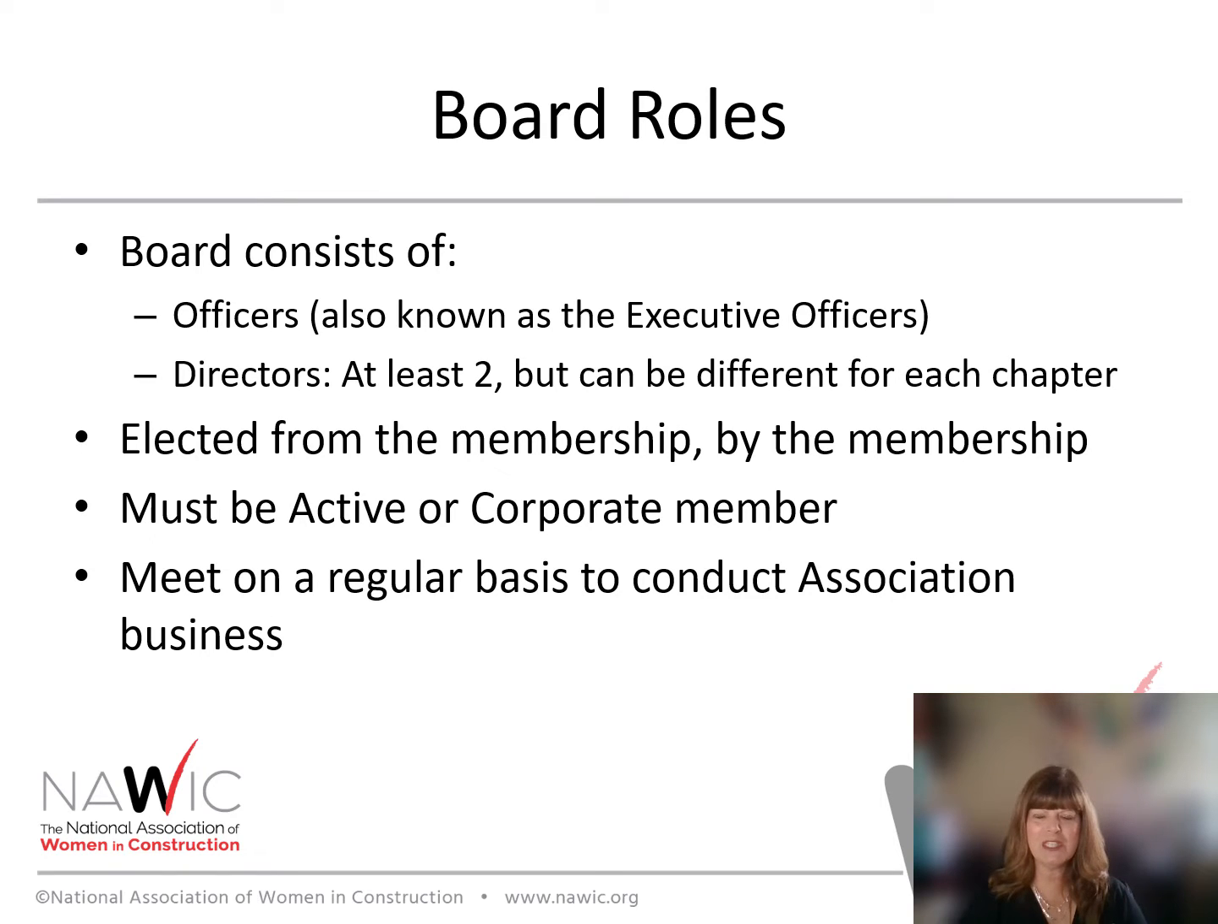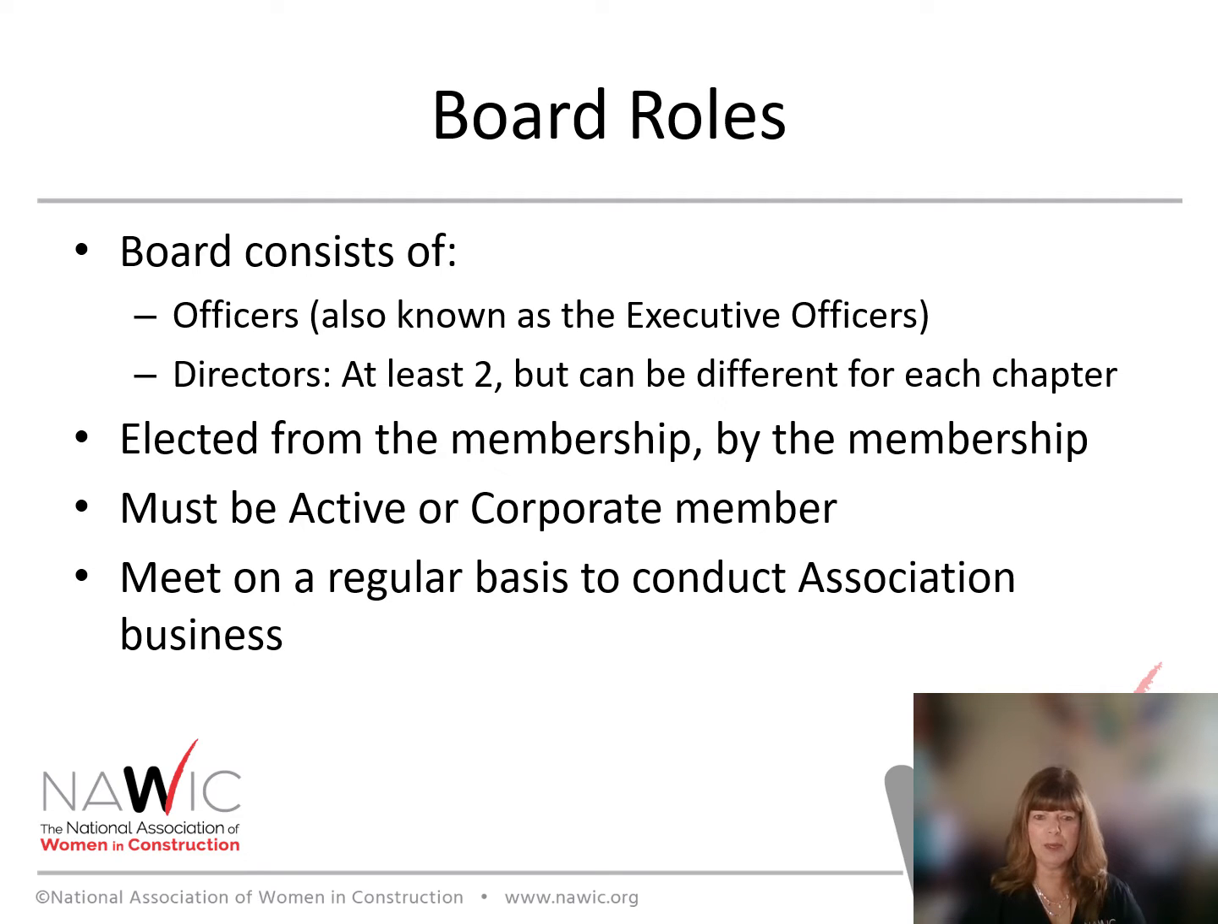The officers consist of at least 5 or more: the president, the vice president, the recording secretary, the treasurer, and the immediate past president. Some boards opt to also include a corresponding secretary and a president-elect. Per the NAWIC bylaws, there must be a minimum of 2 directors. Each chapter has the option to increase that number depending on how many members they have. Some choose to have 1 director for each 10 members, and these are stipulated in the chapter's standing rules.